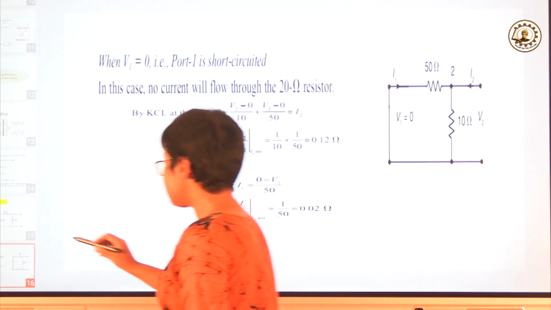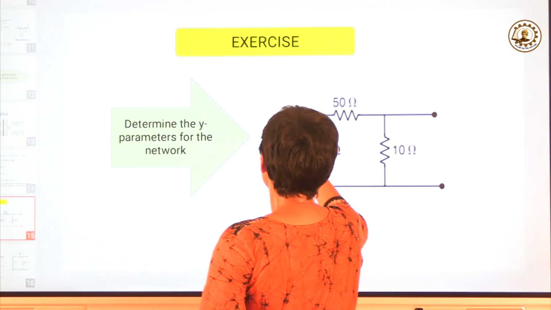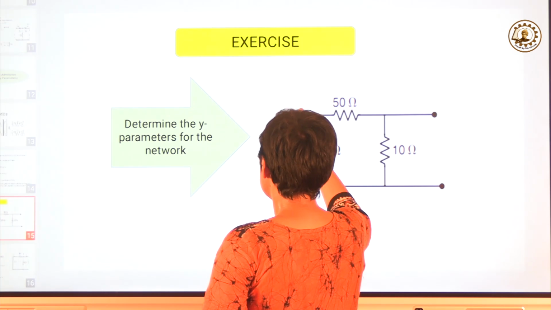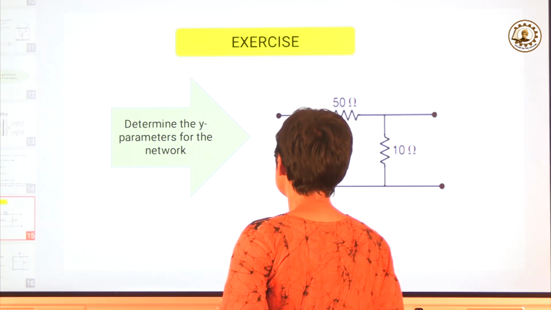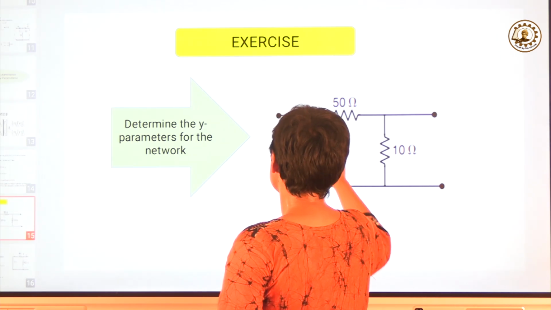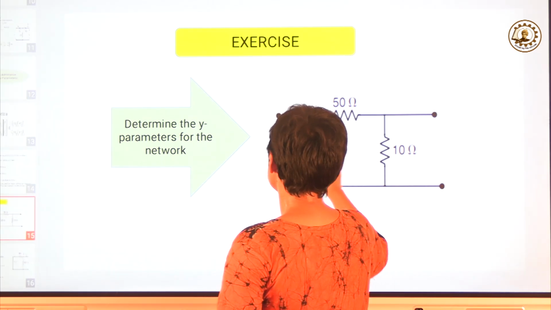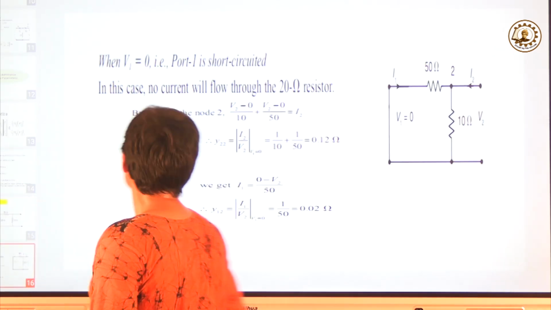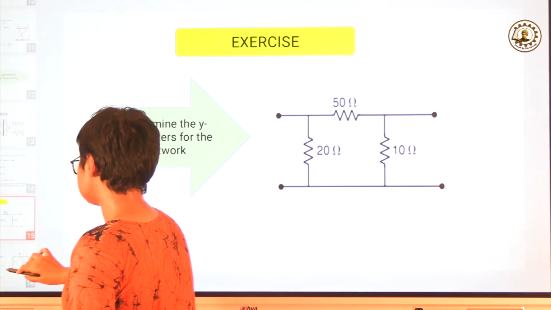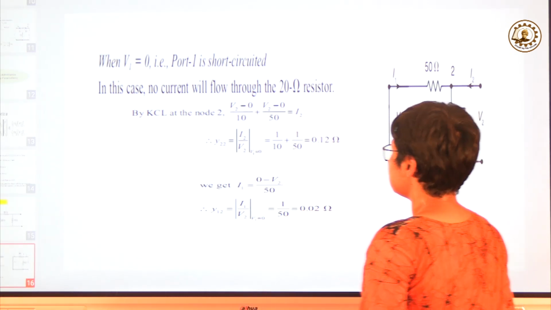Now if port 1 is short circuited, the current always flows in a low resistive path. So if this is short circuited, the current will not follow this 20 ohm resistor path. So this path will be invalid and the circuit becomes this. That is, the 20 ohm resistor is omitted when these two nodes are short circuited.